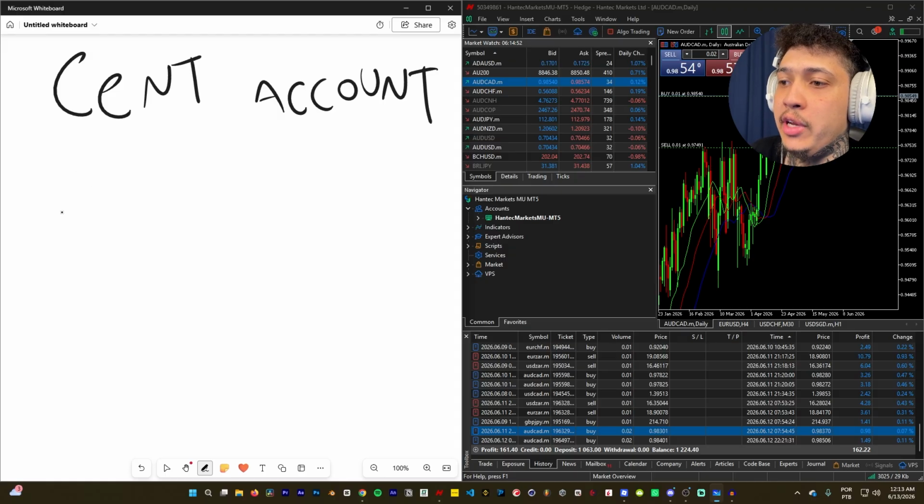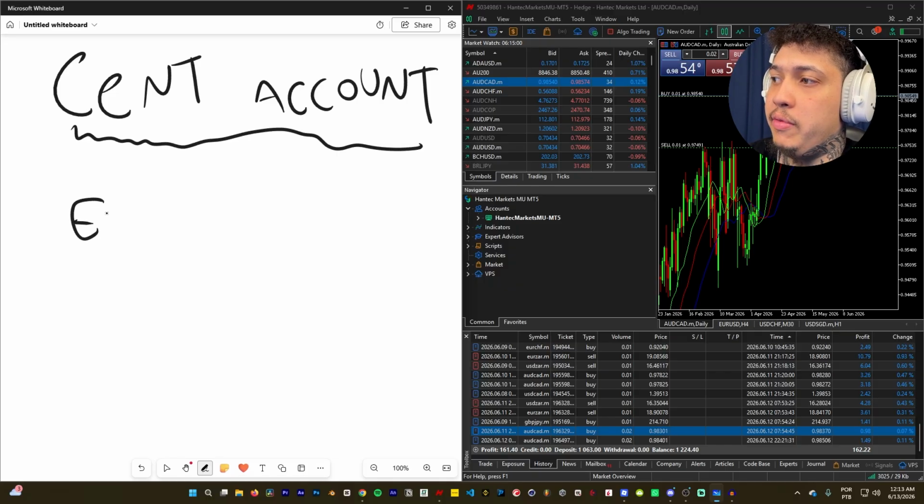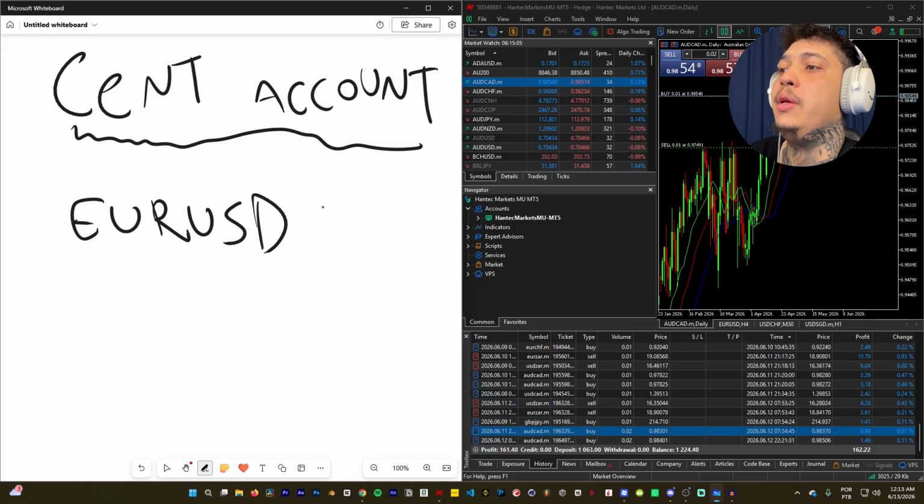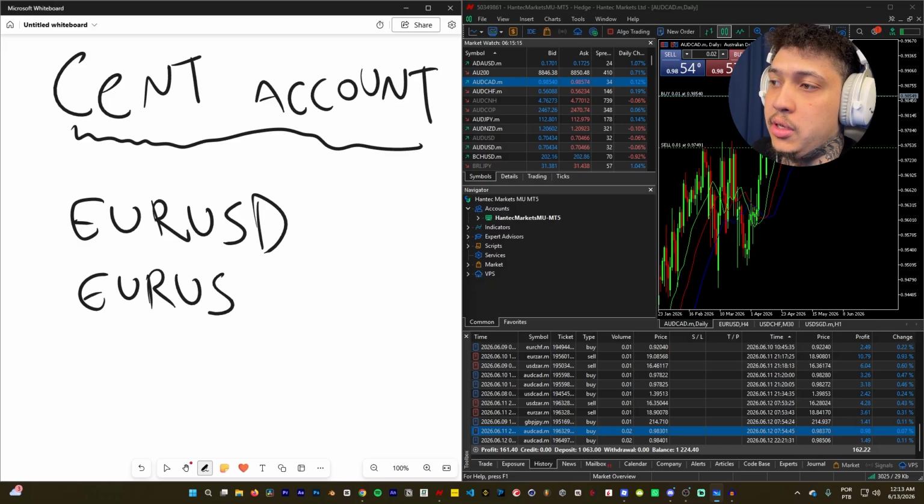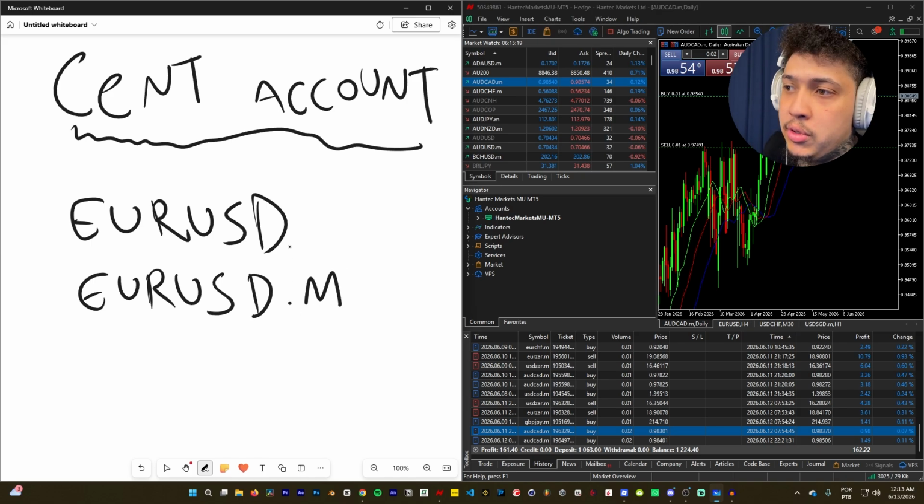Say for example you have Euro USD on the normal account, right? But if you have a SEN account, you would have Euro USD dot M, which represents micro, or sometimes it's A, depending on the broker. That M represents the chart or the market divided by 100.